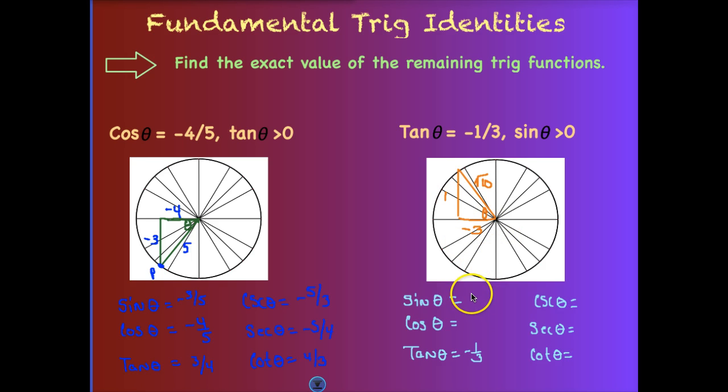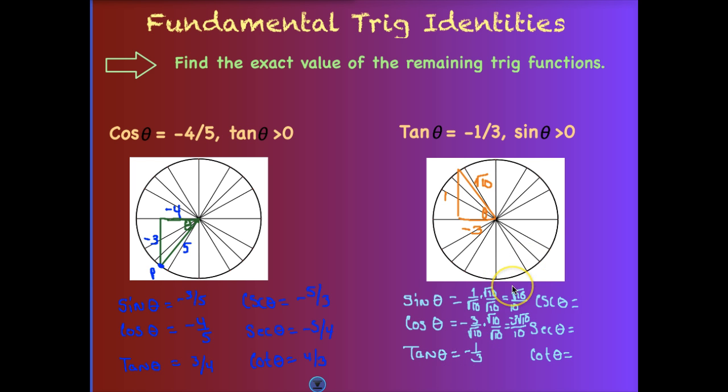Starting with sine, we have opposite over hypotenuse. We know we can't leave it like that. We need to rationalize our denominator. So we get root 10 over 10. Notice that this is a positive root 10 over 10. If we look at cosine, we have the same thing, only now we have negative adjacent over hypotenuse. So negative root 3 over 10. Again, we have to rationalize our denominator. We would get negative 3 root 10 over 10.